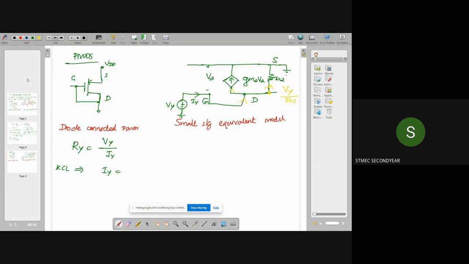So applying KCL at the drain terminal, similar to the previous case, we can write Iy is equal to GM2 into V2 plus Vy divided by R02. Now this V2 is equal to actually Vy. Right, V2 is equal to Vy.